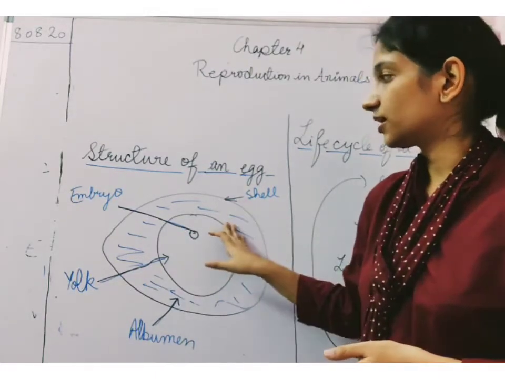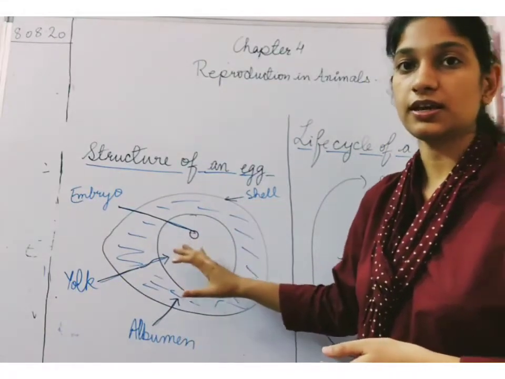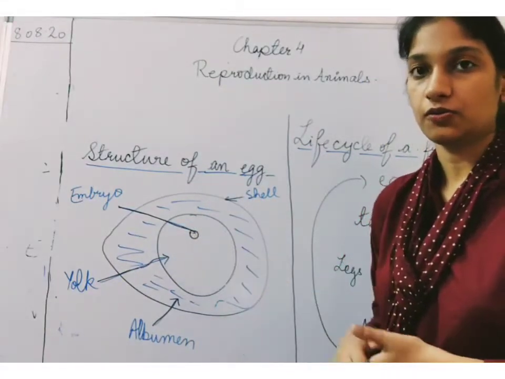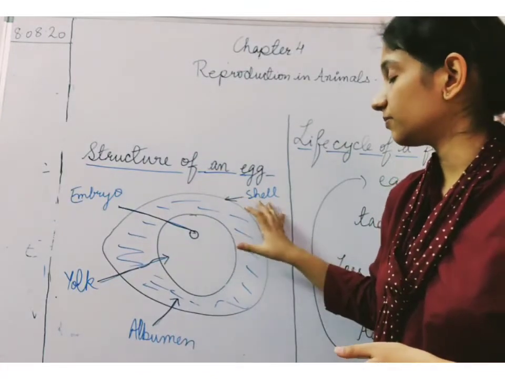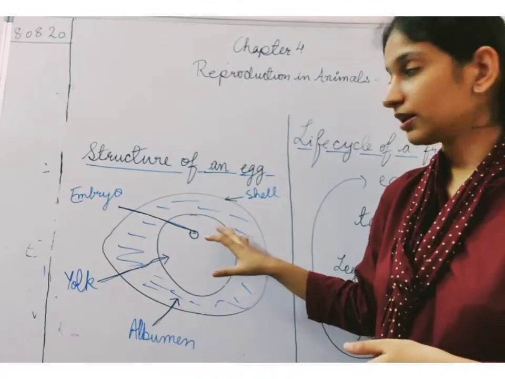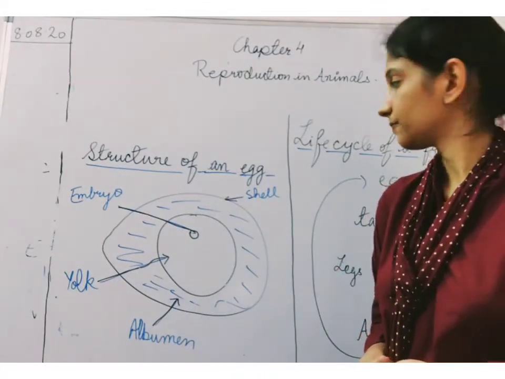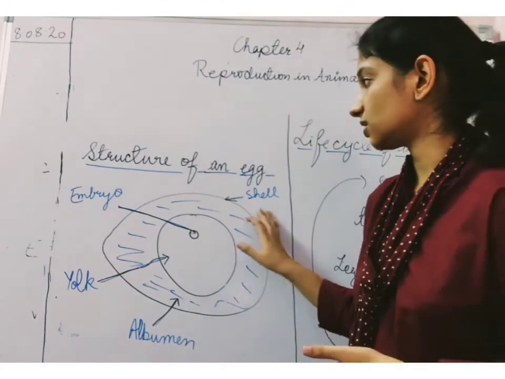Now, the shell is a hard outer covering, so it also protects the developing baby or the embryo. The shell protects the egg because it is the outer covering of the egg, so it acts as a protective shield. Alright, so this is the structure of an egg.